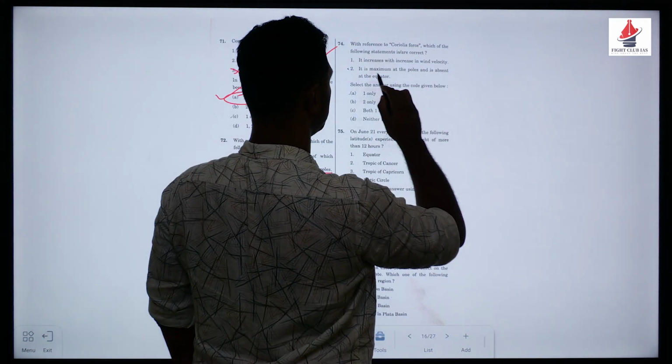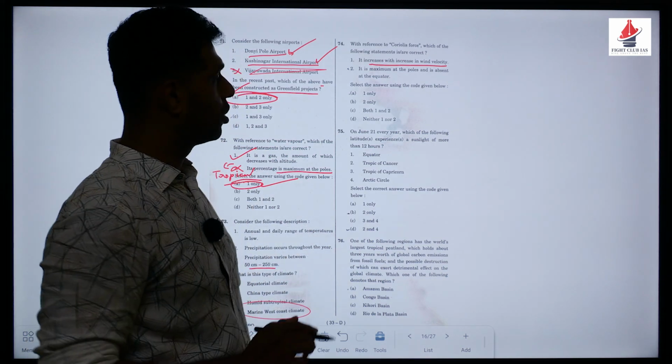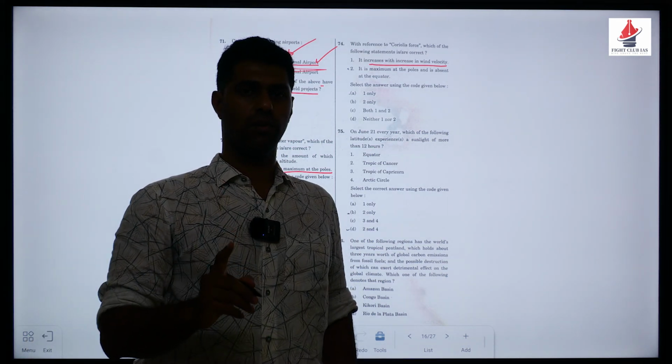With reference to Coriolis force, which of the following statements is correct? It increases with increase in wind velocity. Yes, Coriolis force does increase with increase in wind velocity.